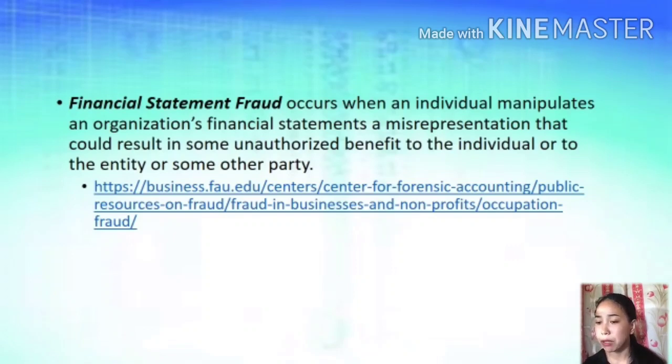Lastly, financial statement fraud. It occurs when an individual manipulates an organization's financial statements, or makes misrepresentations that could result in some unauthorized benefit to the individual or to the entity or some other party. Best examples of this are overstating revenues by recording future expected sales, inflating an asset's net worth by knowingly failing to apply an appropriate depreciation schedule, hiding obligations or liabilities from a company's balance sheet, and incorrectly disclosing related parties' transactions and structured finance deals.